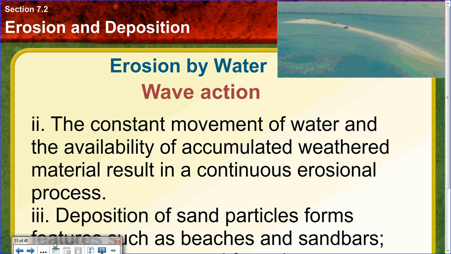These are depositional features. So when we get our beaches, and this one's called a sandbar. You can also get ones that are called spits. You can get areas where they form like a little barrier across the mouth of a bay. And all of this is because the waves slowed down in this area and dropped the sand.